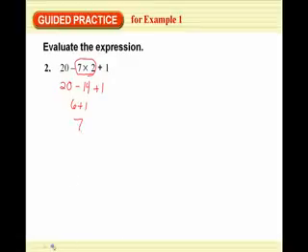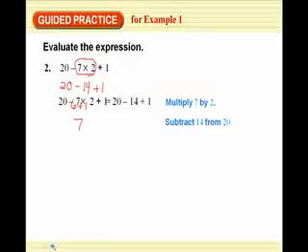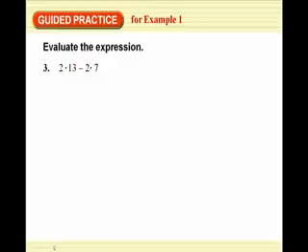Let's see how the book did it. I probably wrote on them again. So they get 14 like we did, they subtracted like we did, and ended up with 7. Good deal. Okay, this one has some multiplying.